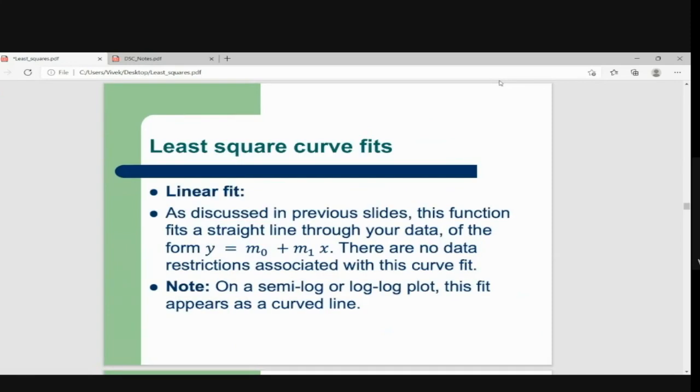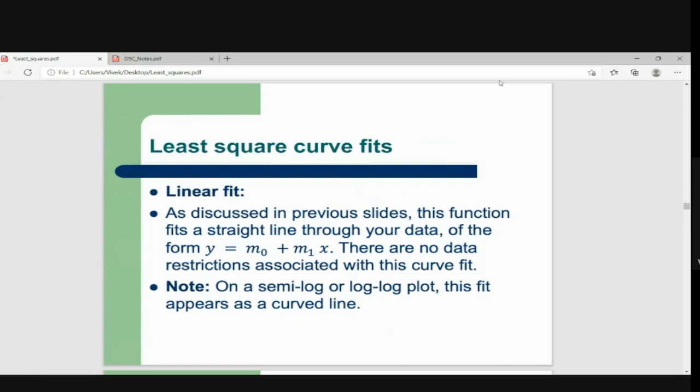So the least square curve fit, the first one, is the linear fit. As discussed, this function fits a straight line through your data of the form y is equal to m naught plus m1x. There are no data restrictions associated with this curve fit.